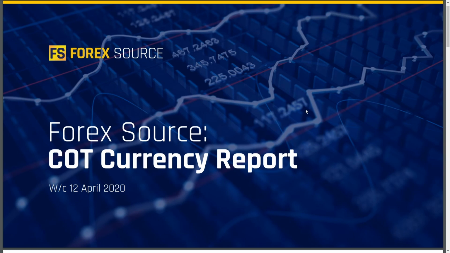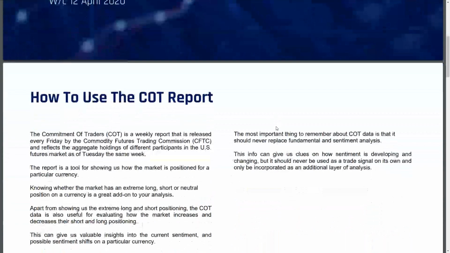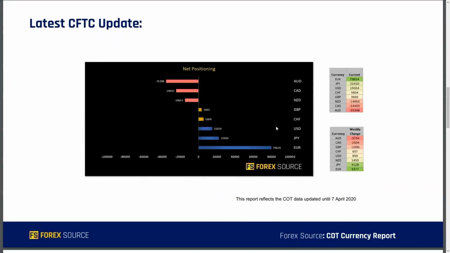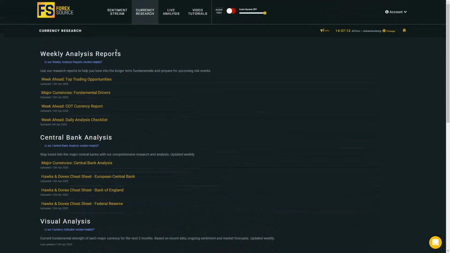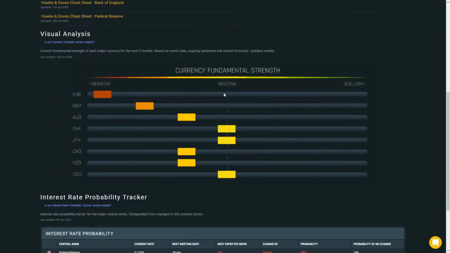Now, then we can also look to the COT data for potential unwinding opportunities. So to your question with regards to the euro, as a good example, let's just quickly take a look at this week's COT report. We can see that currently the euro has the biggest net long position among the major currencies. And if we quickly pop over to the Forex Source terminal to our currency research section, we can see from the fundamental strength meter that currently the euro is our most bearish position right now.